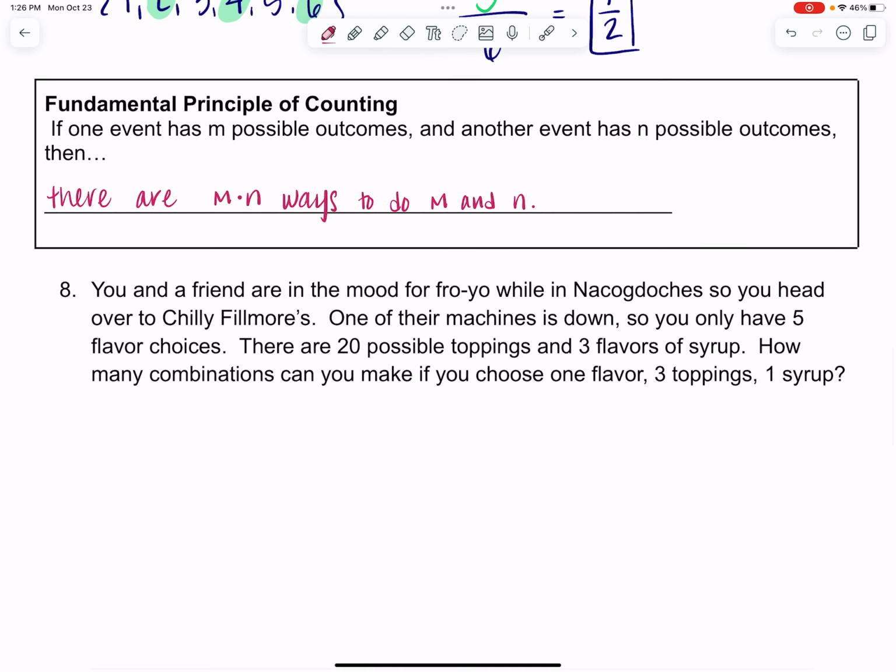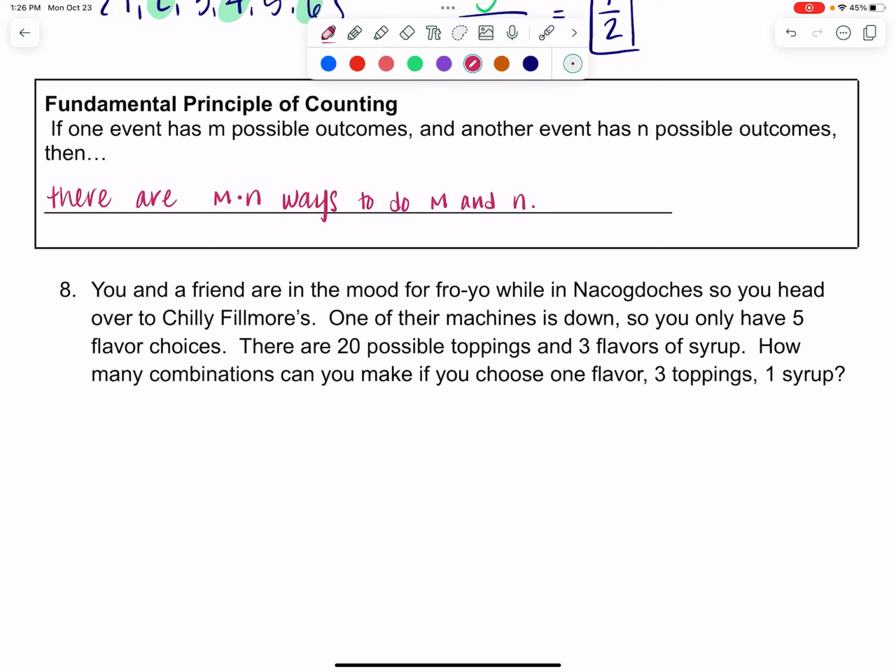So let's look at an example. You and a friend are in the mood for frozen yogurt while in Nacogdoches, so you head over to Chili Fillmore's. May or may not be my kid's favorite place. One of their machines is down, so you only have 5 flavor choices. There are 20 possible toppings and 3 flavors of syrup. How many combinations can you make if you get to choose 1 flavor, 3 toppings, and 1 kind of syrup?